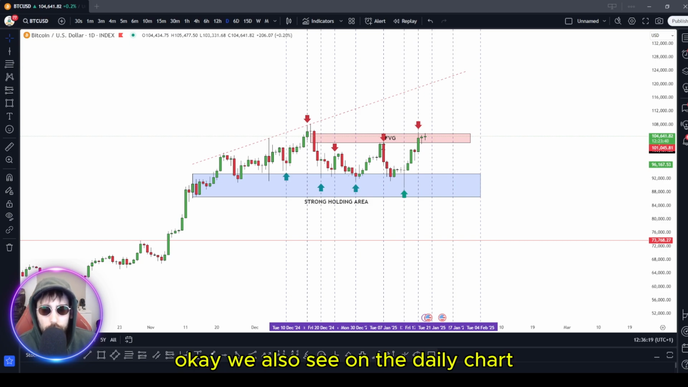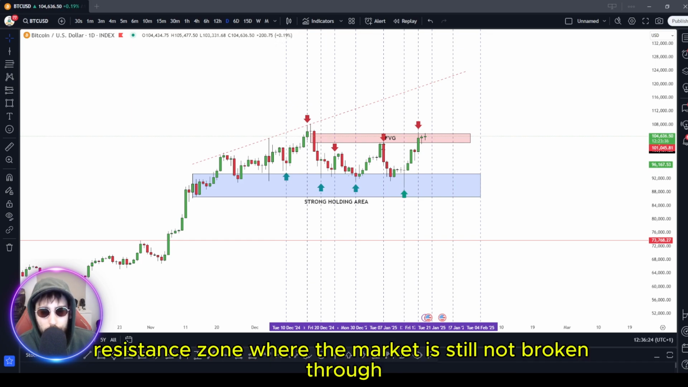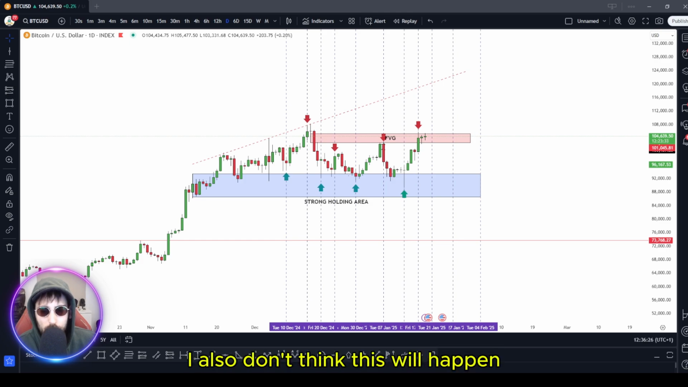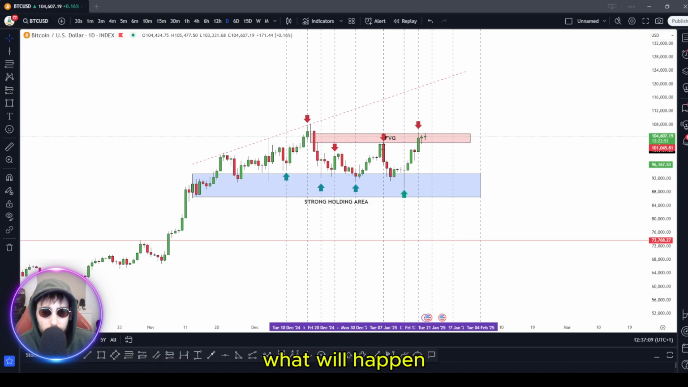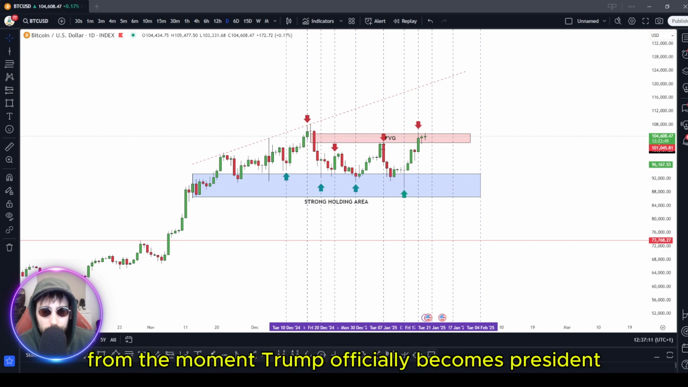Okay, we also see on the daily chart that there is a strong support resistance zone where the market has still not broken through. I also don't think this will happen in the coming months as there is so much hype in the crypto that there is a president in America who will ensure that this bull run will continue in the coming months. Yes, I'm talking about Donald Trump. We also see that the market at the top is respecting a fair value gap at the moment and it's a matter of time when this will break out. Let's see from 20 January what will happen from the moment Trump officially becomes president.